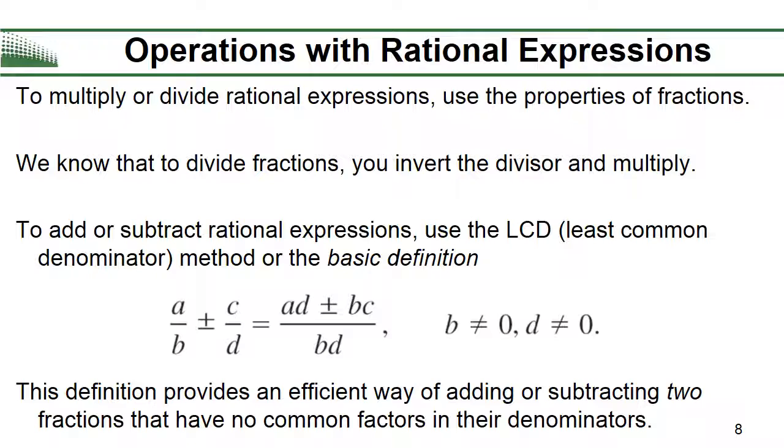Notice what they've done. They've said a over b plus or minus c over d. In order to get the common denominator, what they really just did was multiply by the opposite denominator. In other words, a got multiplied by d, the denominator for the second fraction. C gets multiplied by b, the denominator for a. So you have ad plus or minus bc on the top, and on the bottom the two denominators just get multiplied together. This is a really quick way of doing it.